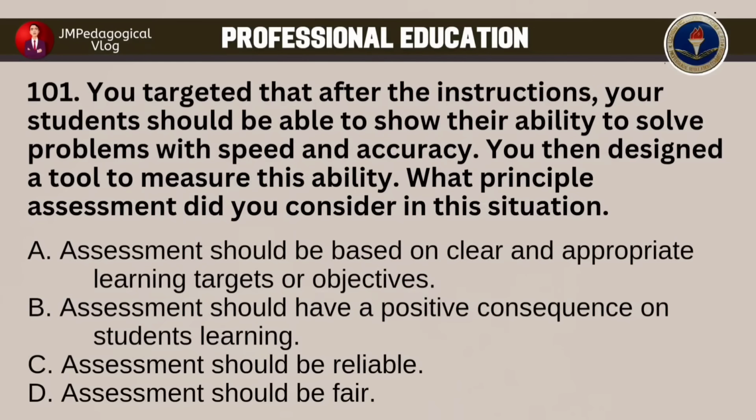101. You targeted that after the instructions, your students should be able to show their ability to solve problems with speed and accuracy. You then designed a tool to measure this ability. What principal assessment did you consider in this situation? A. Assessment should be based on clear and appropriate learning targets or objectives. B. Assessment should have a positive consequence on students' learning. C. Assessment should be reliable. D. Assessment should be fair. A. Assessment should be based on clear and appropriate learning targets or objectives.